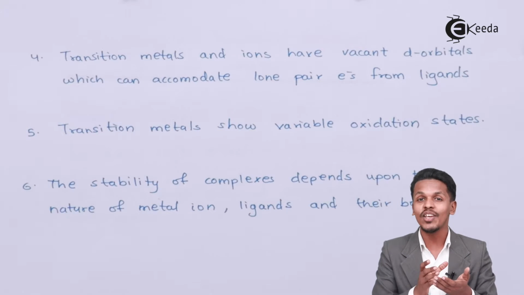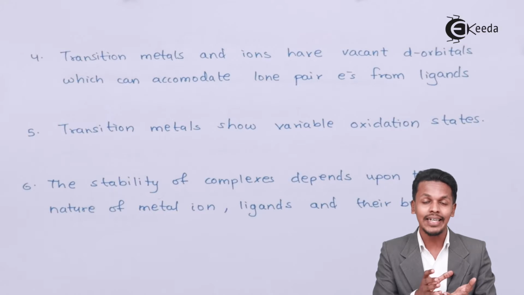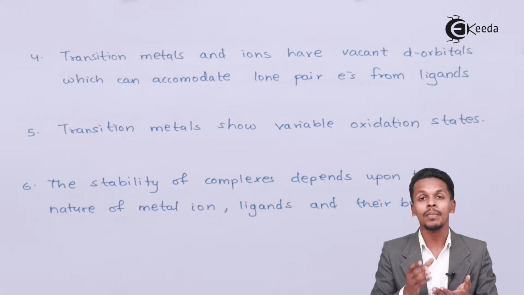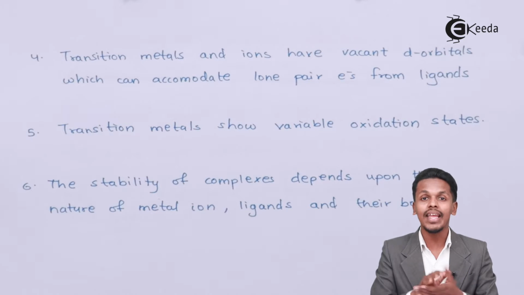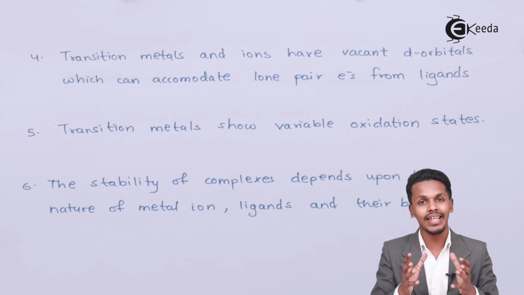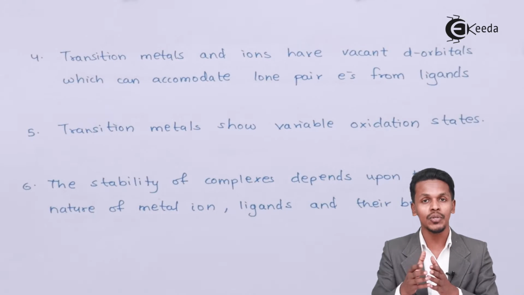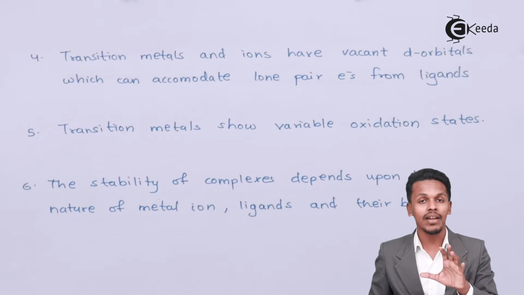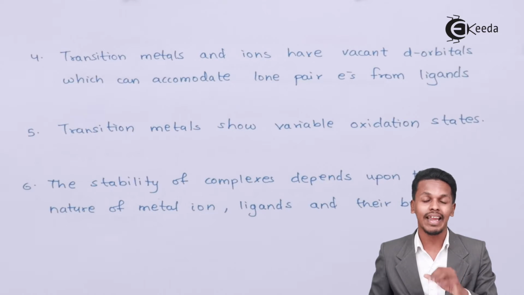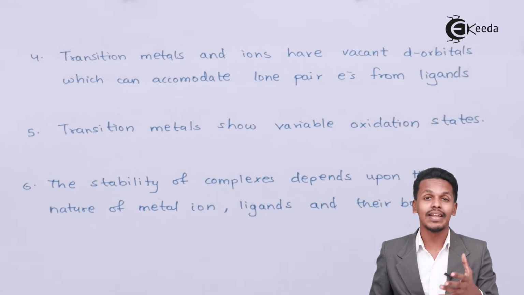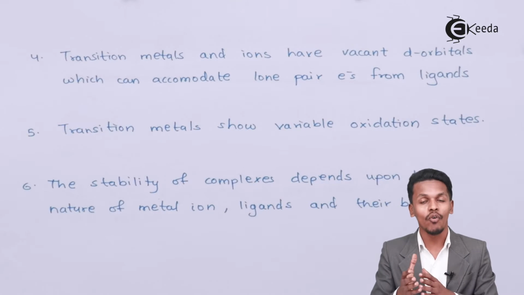Because of the vacant d orbitals present in the metal atom, the lone pair of electrons can occupy the vacant d orbital, and that is how a bond is formed, known as a coordination covalent bond. Because of that also, a transition metal has a tendency to form a complex.